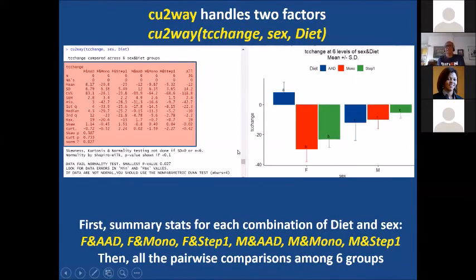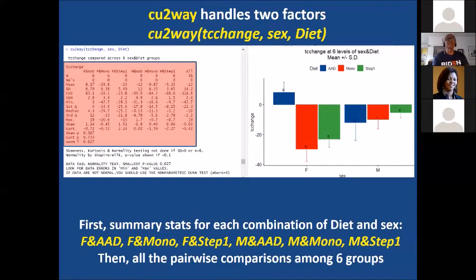Done with one-way analysis, I'm now going to two-way. Two-way means you have two factors that whatever you're analyzing may depend on. So that is the TC change. Perhaps it doesn't just depend on the diet. Maybe the response is different in the two genders. So, how do you analyze that? And that's what this part is about.